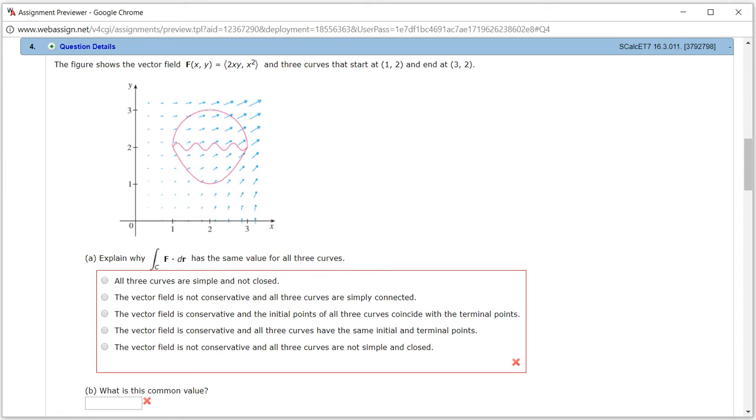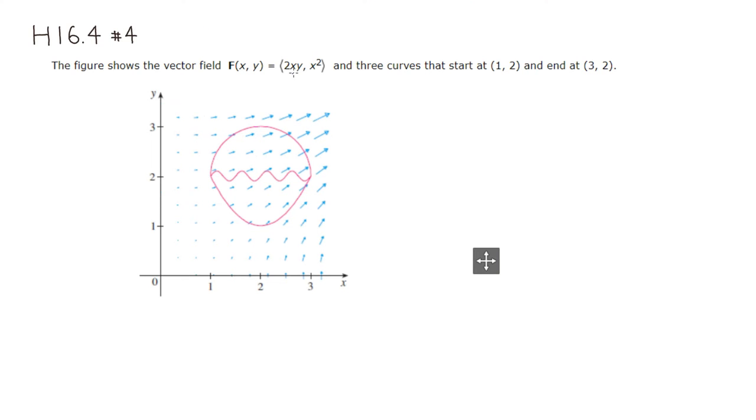Alright, let's look at homework 16.3, problem number 4. We have a vector field given here, which is 2xy comma x squared. Let's say this is conservative. So this first component is going to be our P, and this second component is going to be our Q.